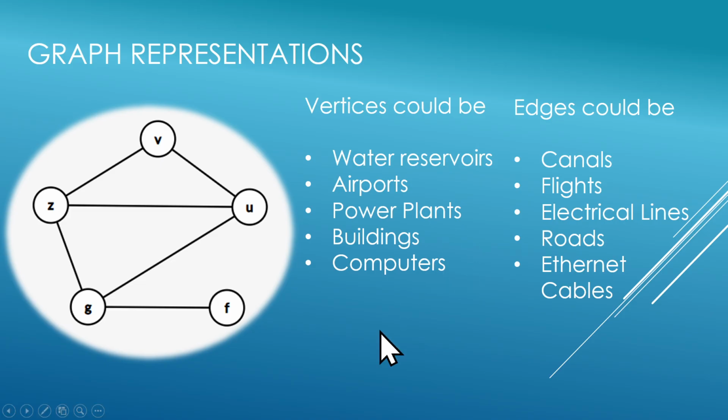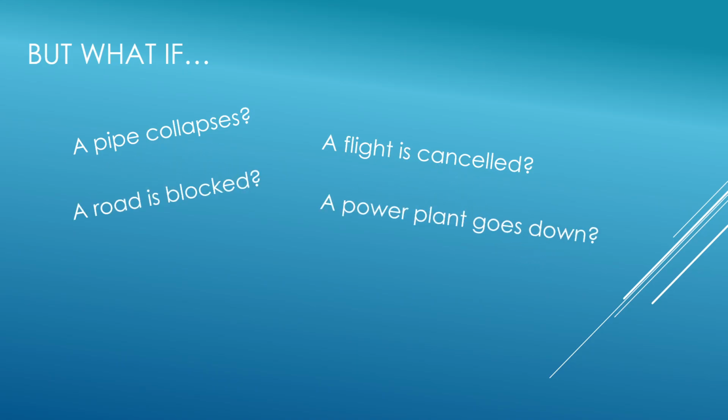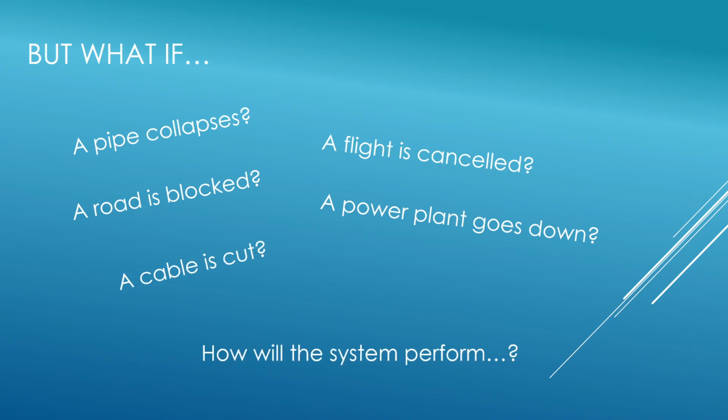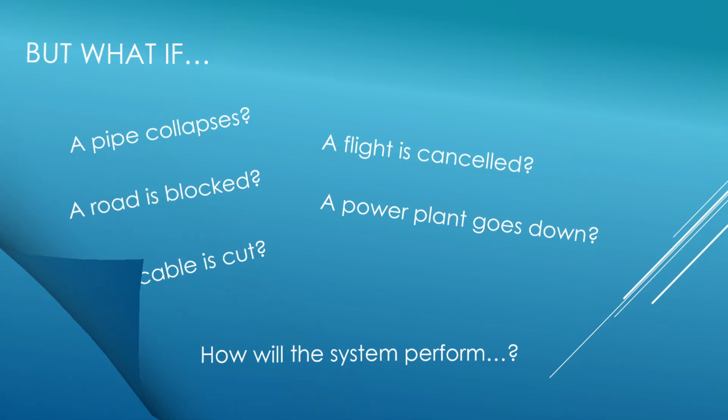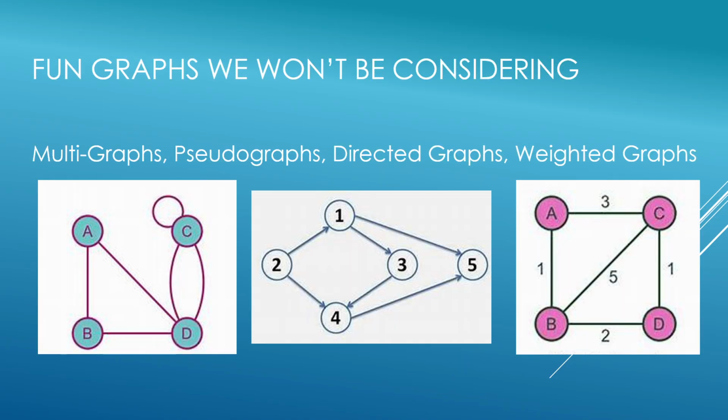So we'll now ask the question, what if a pipe collapses? Flights cancel, a road is blocked, a power plant goes down, a cable is cut. How will the system perform? We need linear algebra.